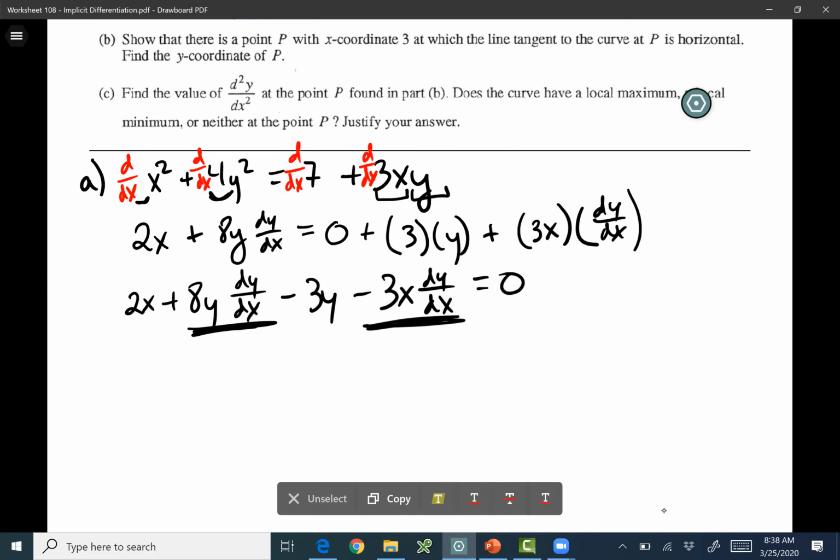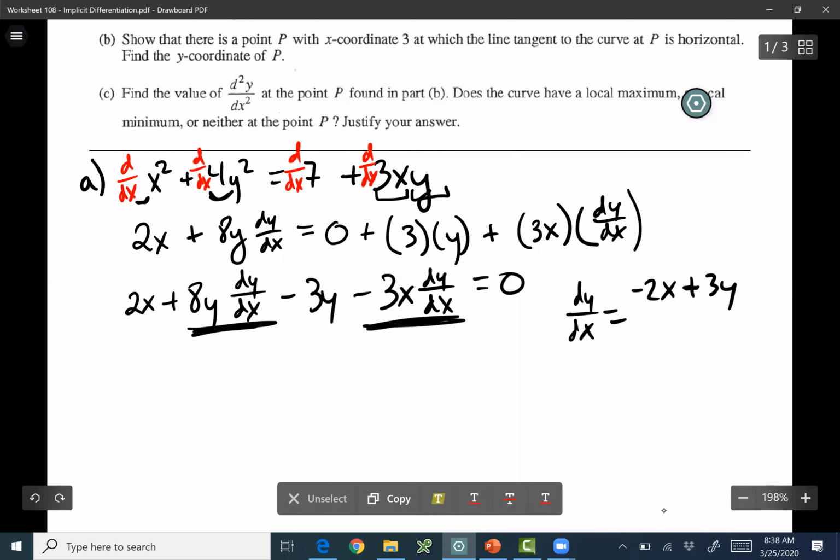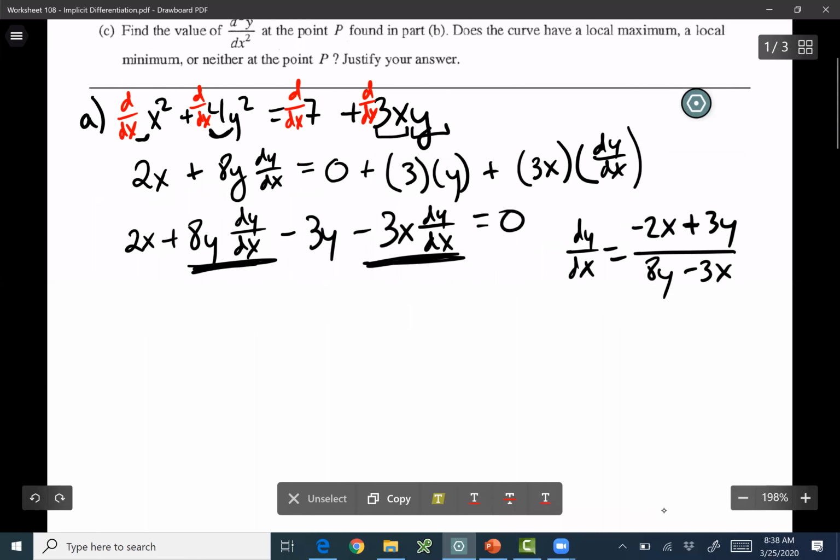And then we would divide by what had the dy/dx in. So the shortcut is saying dy/dx is equal to negative 2x plus 3y, because we moved those over, divided by 8y minus 3x. Those don't change their signs because they didn't move over, they're just dividing. You could also do that step by step.